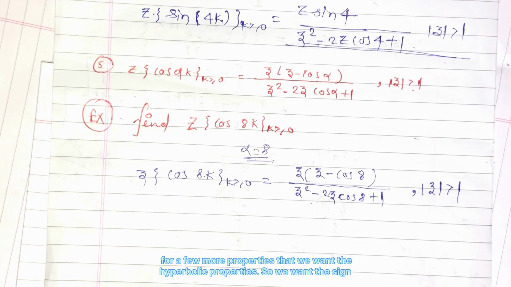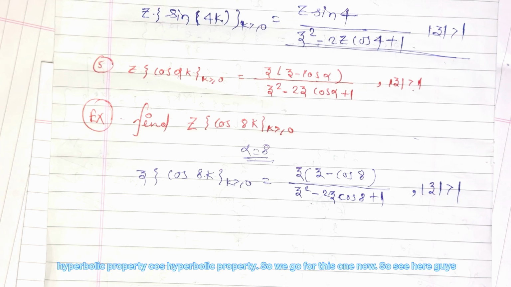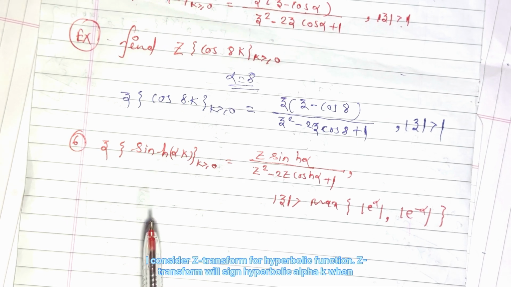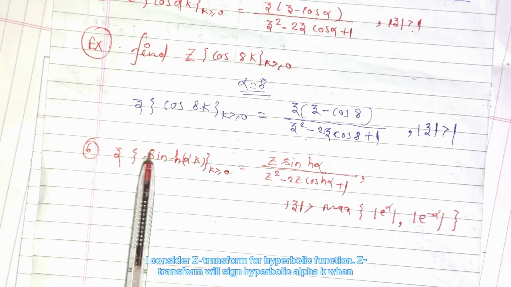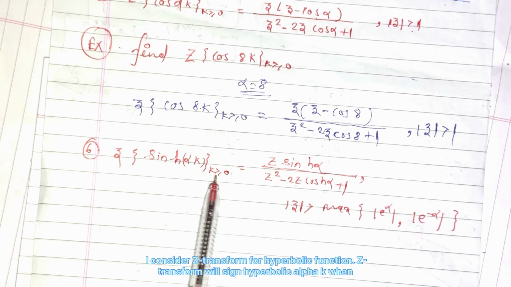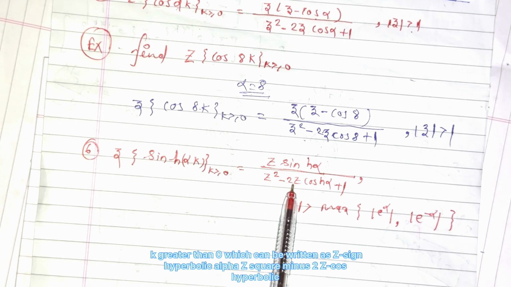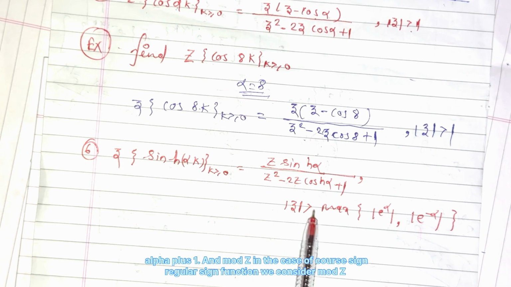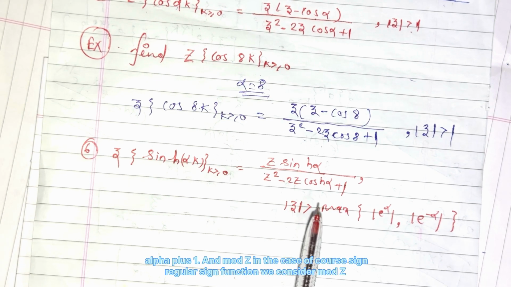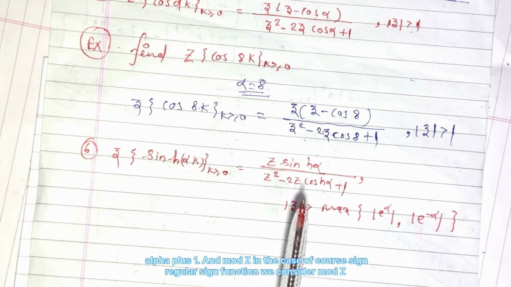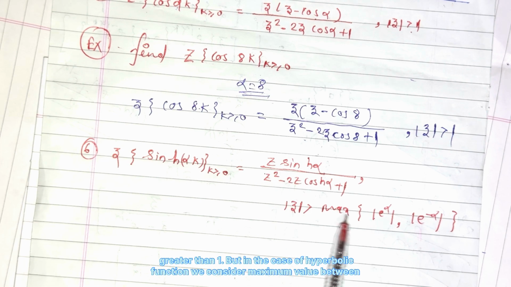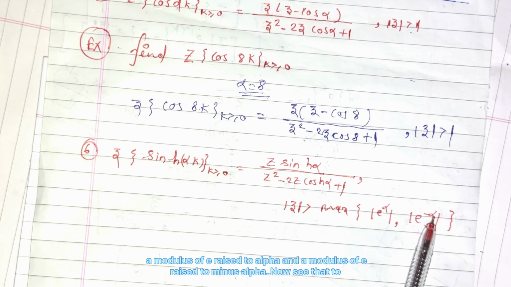Let's go for a few more properties, the hyperbolic properties: the sine hyperbolic property and the cos hyperbolic property. Consider the Z transform of sine hyperbolic αk when k is greater than 0, which can be written as Z sinh α upon Z squared minus 2Z cosh α plus 1. For a regular sine function we consider mod Z greater than 1, but for a hyperbolic function we consider the maximum value between the modulus of e raised to α and the modulus of e raised to minus α.